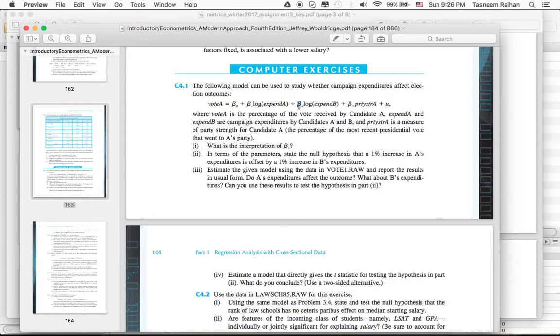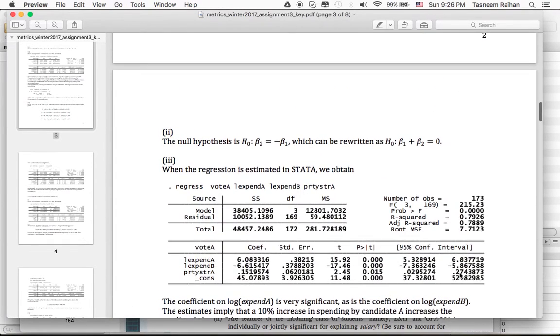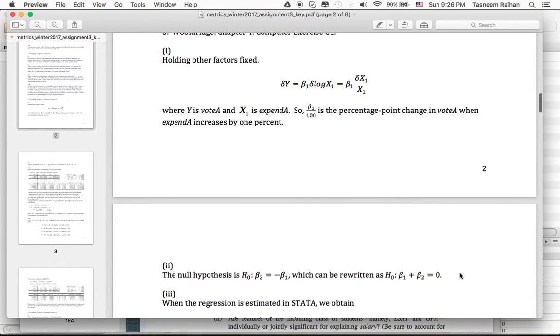So the question is, how can we write this null hypothesis? How to state this null hypothesis? The way we can do this is you state the null hypothesis H naught: beta 2 equals minus beta 1, or you could just write beta 1 equals minus beta 2, and if you rearrange that, you're going to get beta 1 plus beta 2 equals 0. So that's the null hypothesis.